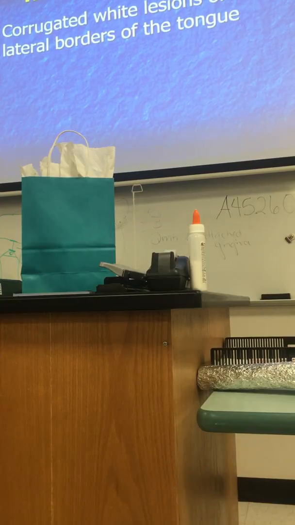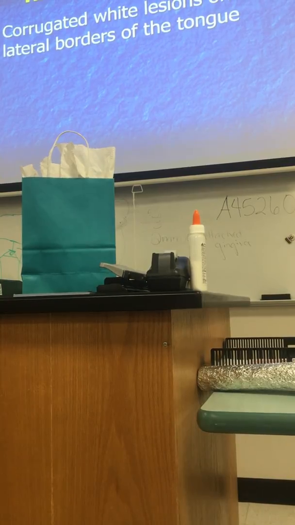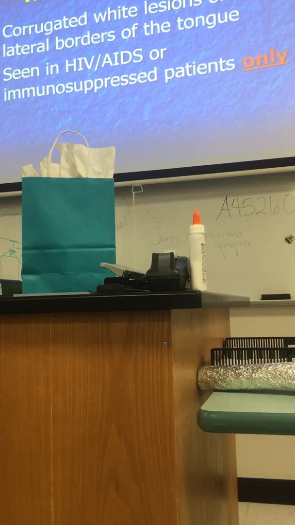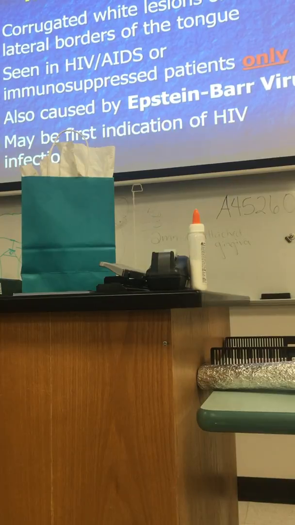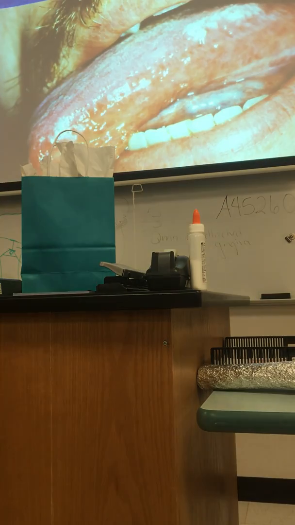All right, so hairy leukoplakia, we're going to see those corrugated lines, and we're going to see it on the lateral borders of the tongue. This is going to be pretty much in any type of immune suppressed patient or HIV patient or AIDS patient. Associated with the Epstein-Barr, and then we already talked about HIV again. And that's it right there.